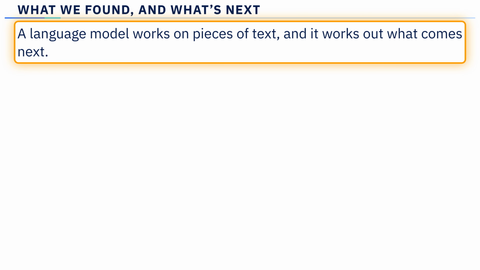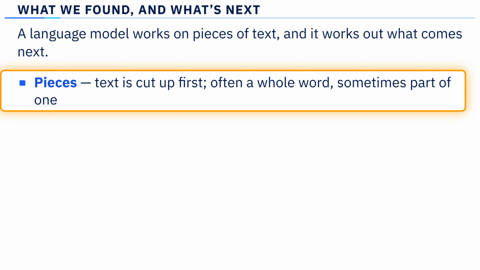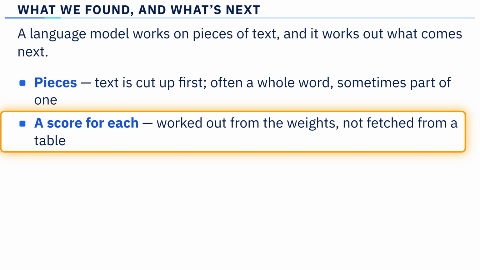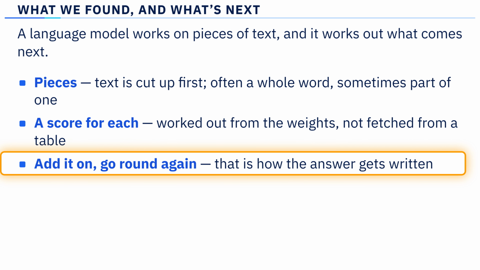So, a language model works on pieces of text, and it works out what comes next. Text is cut into pieces first, often a whole word, sometimes part of one. For every piece it could add, it works out a score from the weights. Nothing is fetched from a table. It adds the chosen piece on the end and goes round again. That is how the answer gets written.